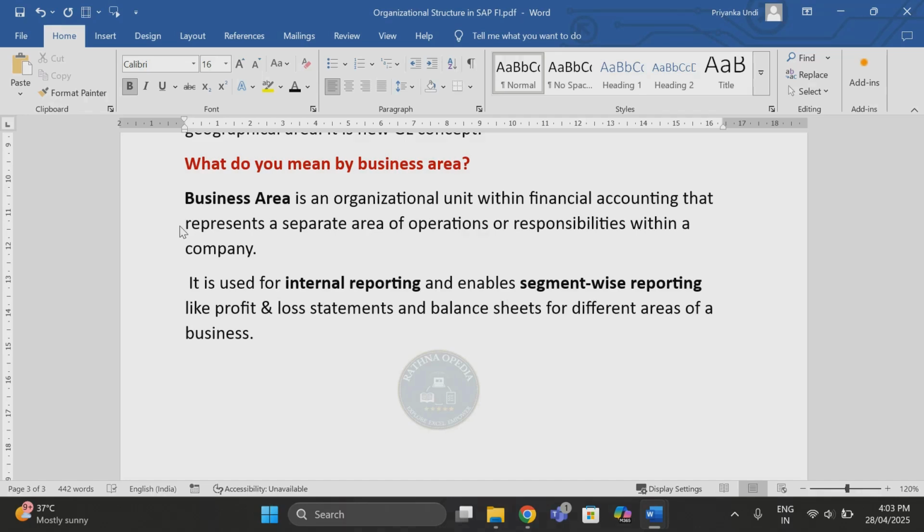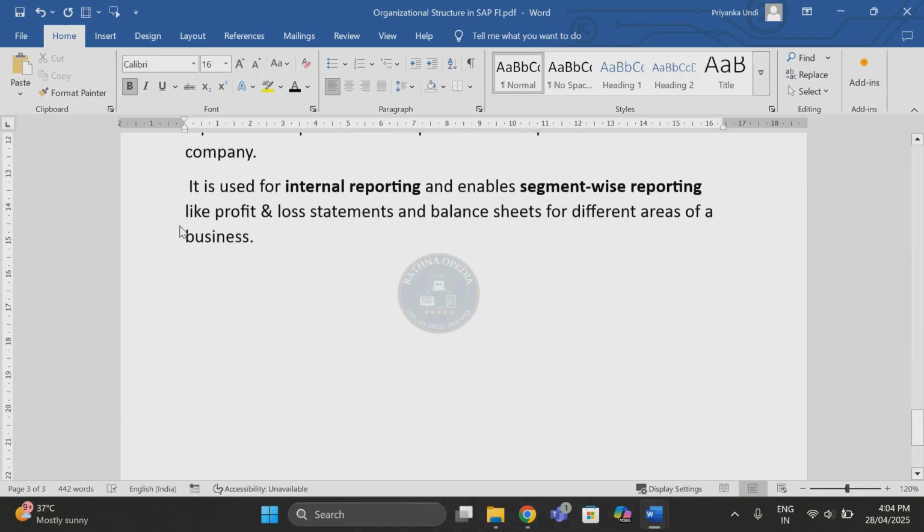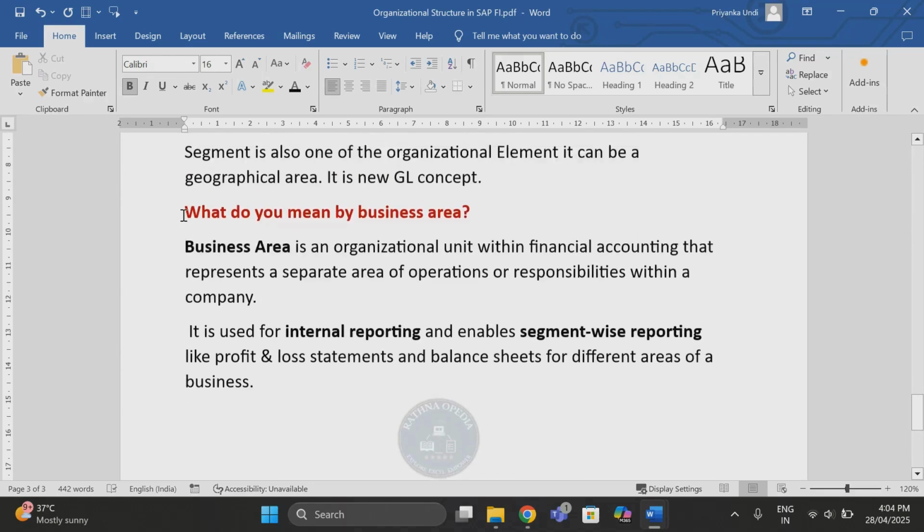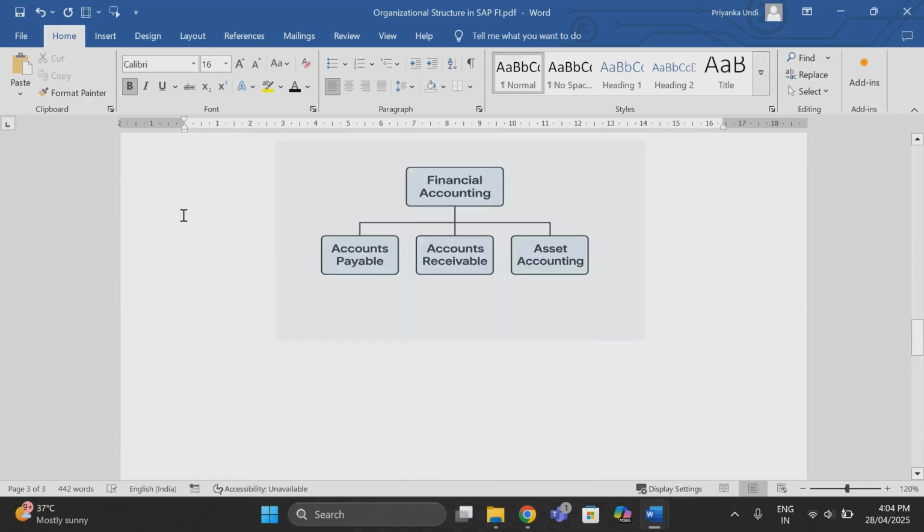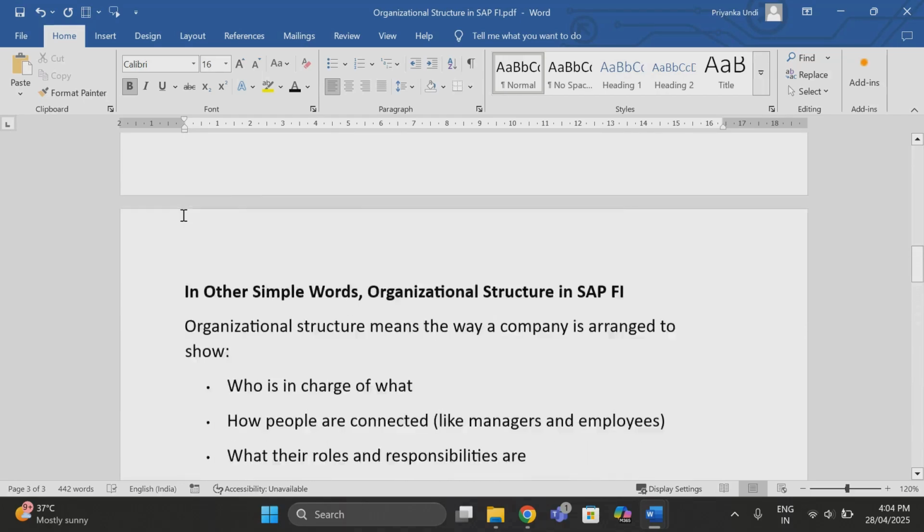Business area is an organizational unit within financial accounting that represents a separate area of operations or responsibilities within a company. It is used for internal reporting and enables segment-wise reporting, like profit and loss statements and balance sheets for different areas of a business. So this is how an organizational structure works in a company.